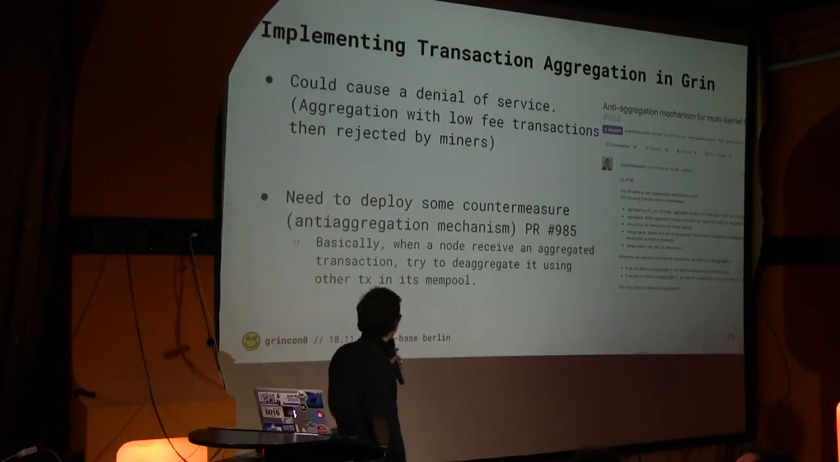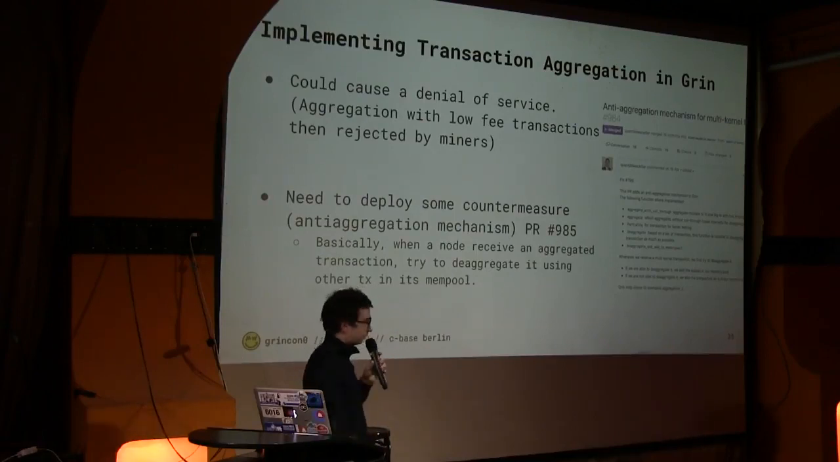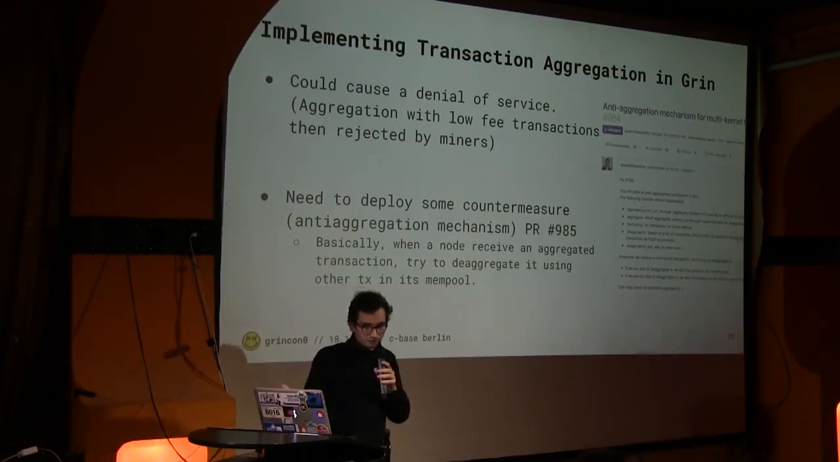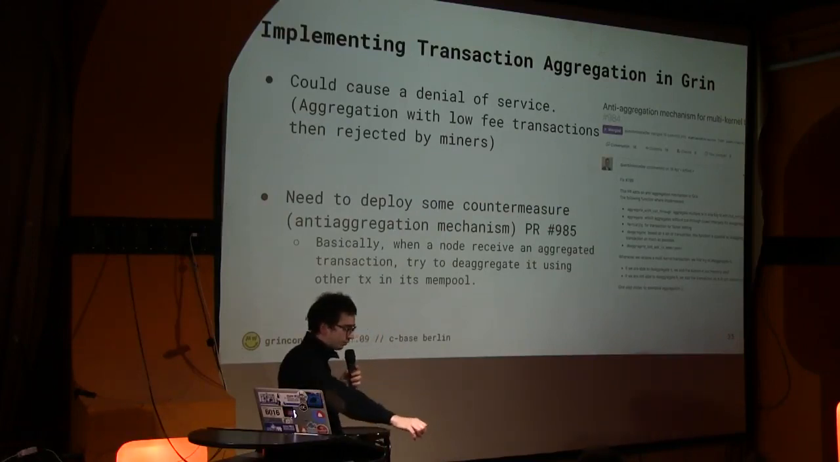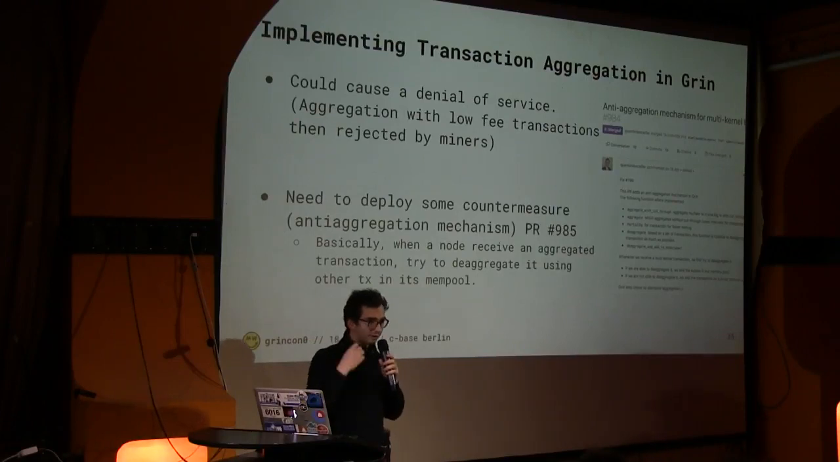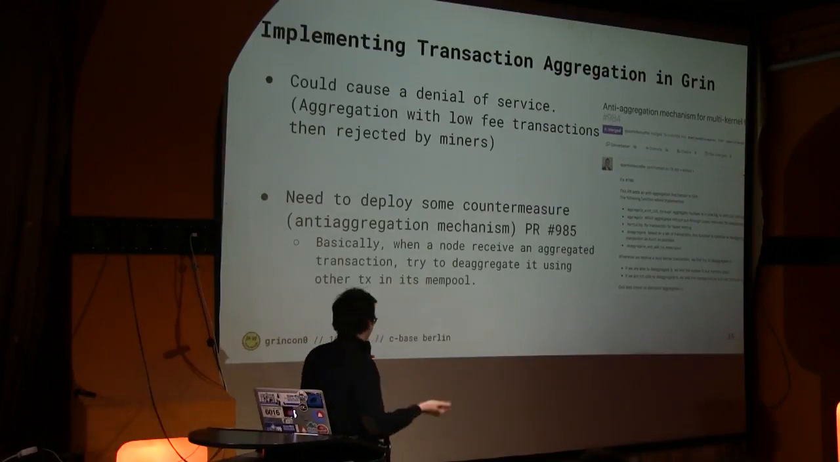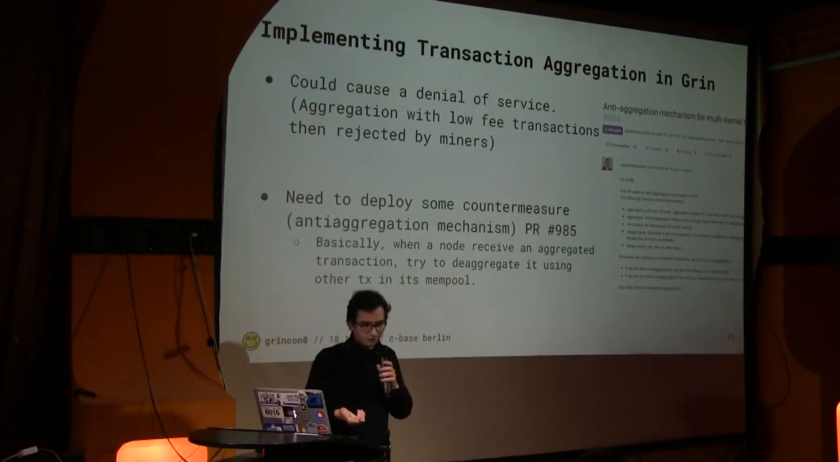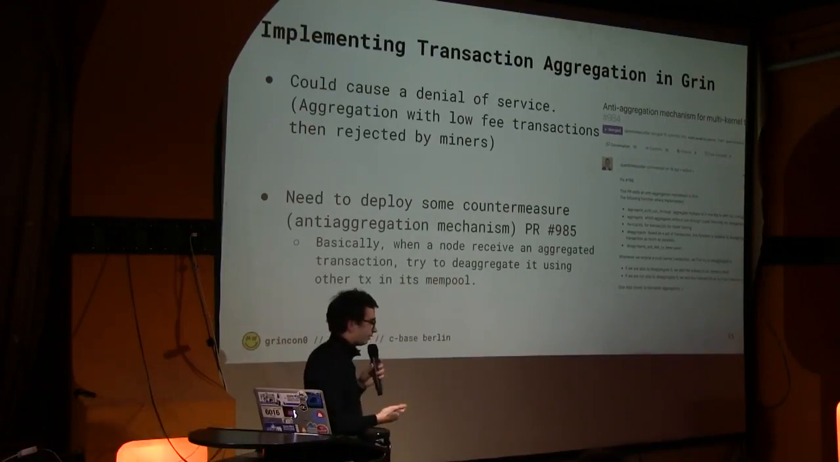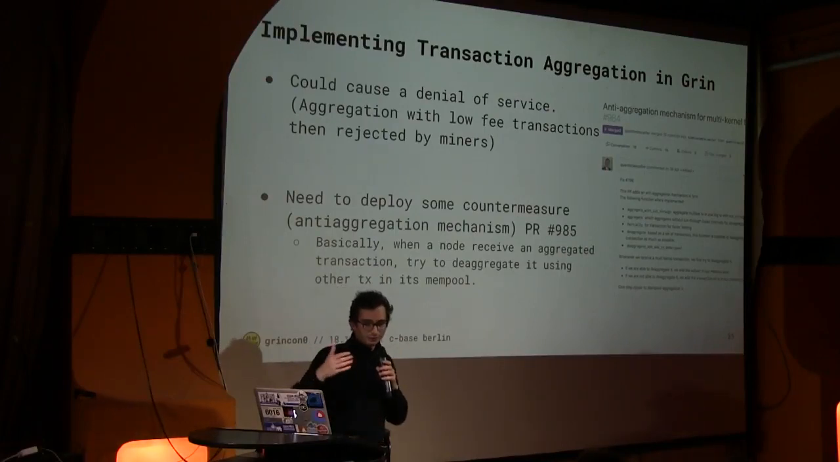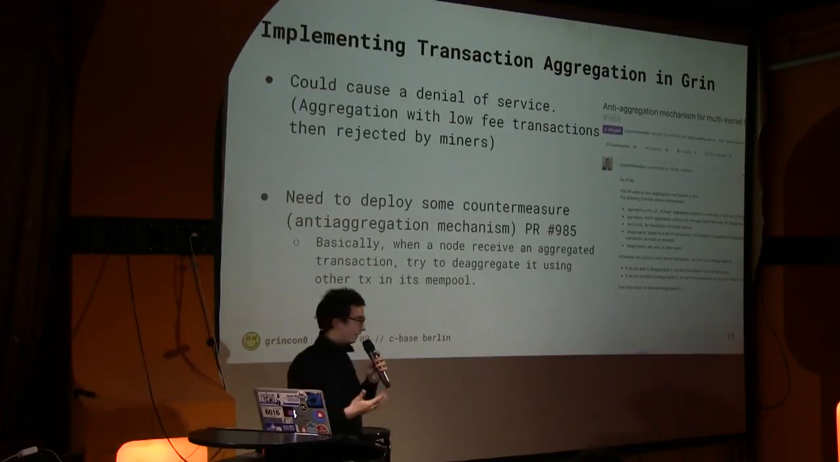But if we allow people to do that on Grin, people can also take a transaction from the memory pool, do some kind of weird aggregation, like say, okay, I'm going to take this transaction from the memory pool, create one with a very low fee, and broadcast it. And this won't work. It creates a major denial of service on Grin transactions. So we had to implement some kind of de-aggregation mechanism every time we receive an aggregated transaction.